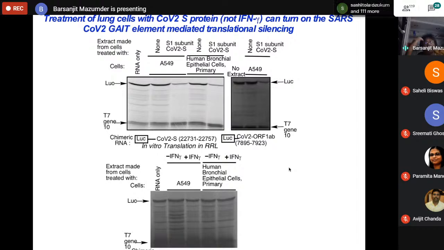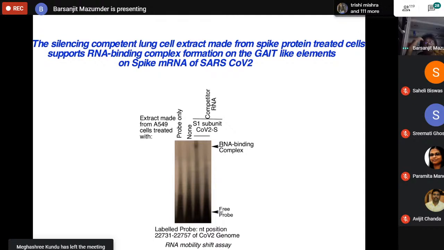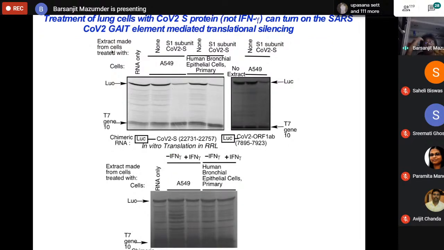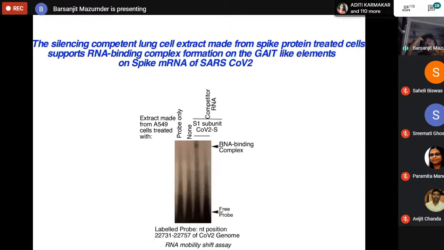So that means, although it is a GAIT element dependent activity, for viral context it is not turned on by interferon gamma. As we know, we also did some mechanistic experiments. Is the silencing competent lung cell extract able to bind the RNA binding protein to the RNA? Because GAIT element mediated translational silencing requires that the RNA binding protein directly bind the RNA. Is this binding happening?